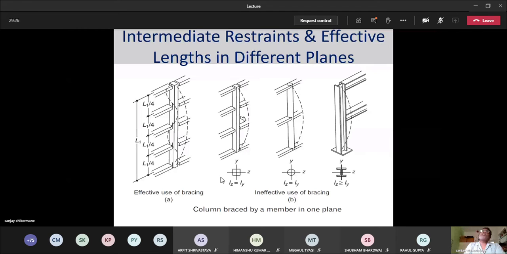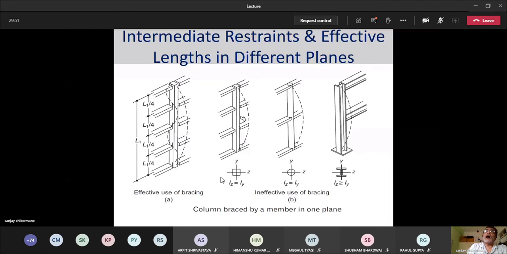Now we take a look at the cross section of the column, and we had figured out that there was a stronger axis and a weaker axis. There was one axis where you had a higher moment of inertia, and another axis in which you had a lower moment of inertia.